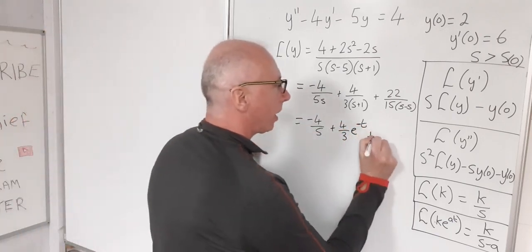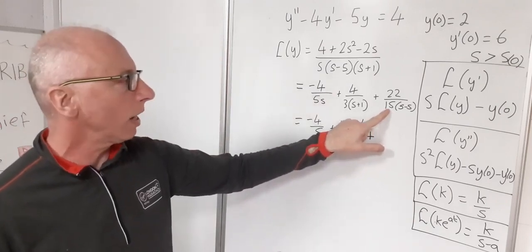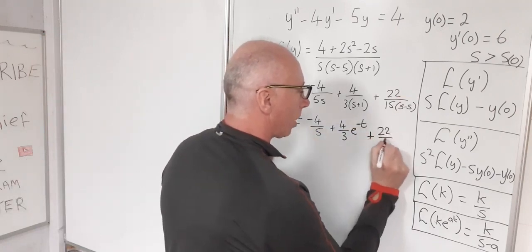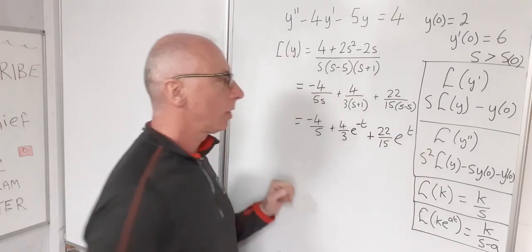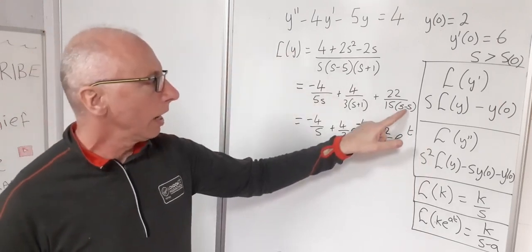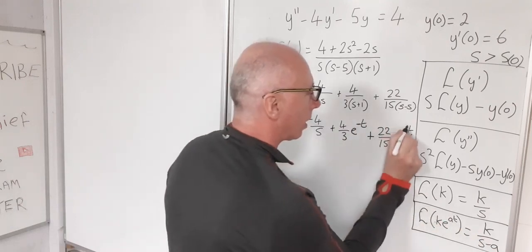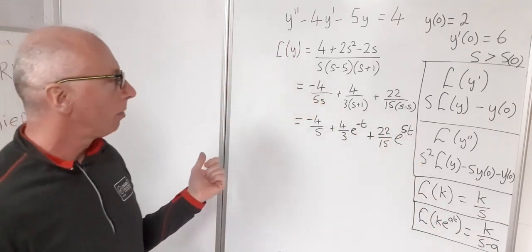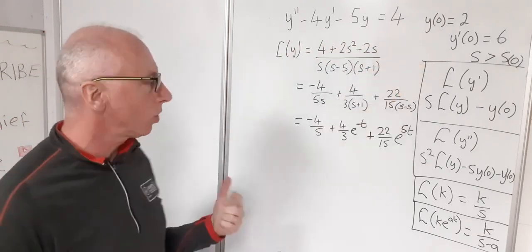And now this one here, similar thing going on. This is going to be an exponential function as well. So I'll have a k of 22 over 15, and the exponential function with my variable t. And here I've got s minus 5, so therefore my a is 5. So that is the result of our second order linear differential equation initial value problem using Laplace.